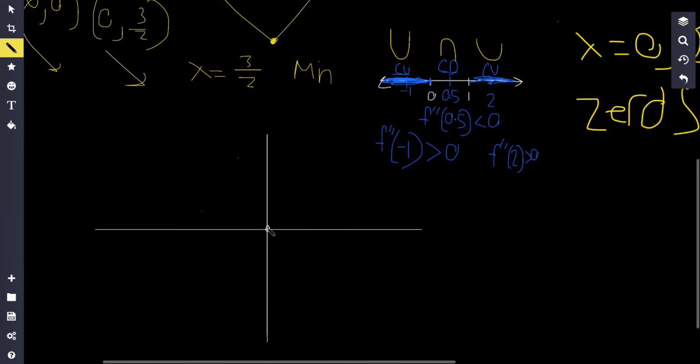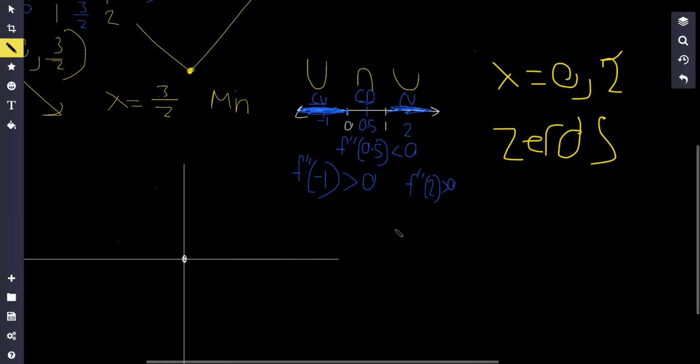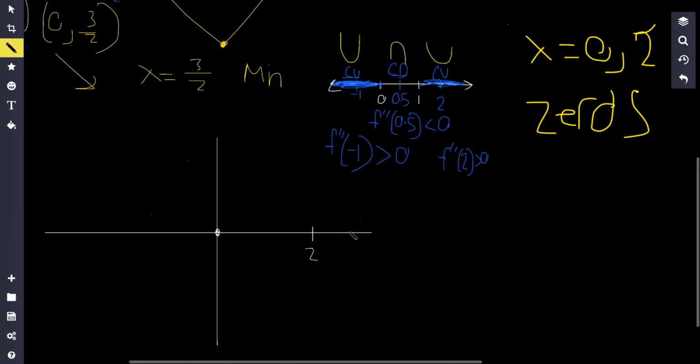Now let's graph the obvious first. We know that at x equal to 0 and x equal to 2, those are my zeros for the function.